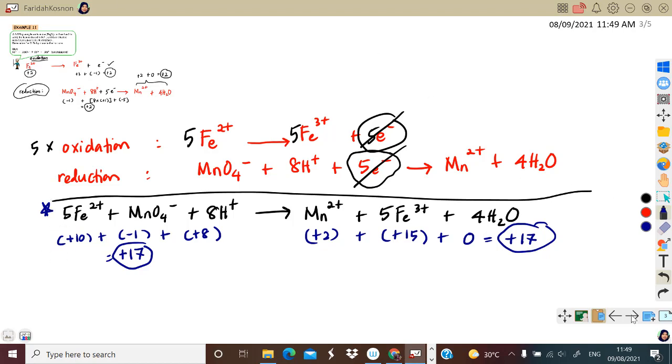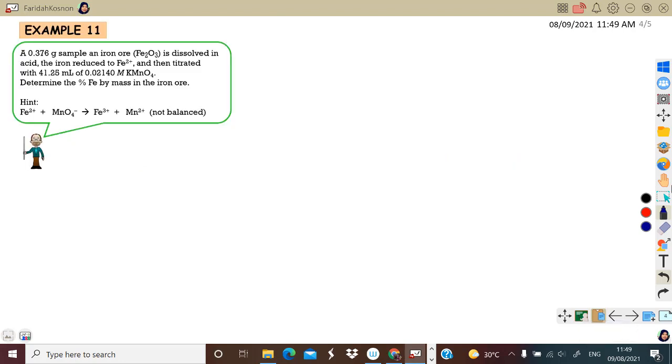Okay, now continue to solve the problems. Okay, so we have to refer to the balance equation. Saya tulis semula. Okay, we have 5 mole of iron 2 plus, 1 mole of permanganate ion, plus 8 mole of protons converted to 5 mole of iron 3 plus, 1 mole of manganese ion and 4 mole of water. Okay, kita akan refer yang itu.